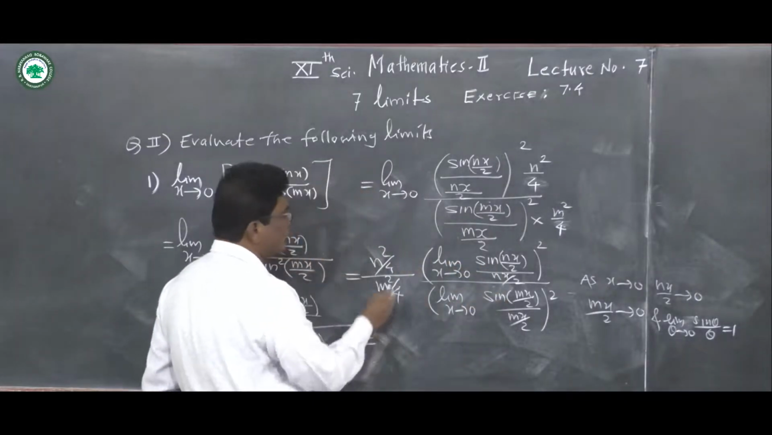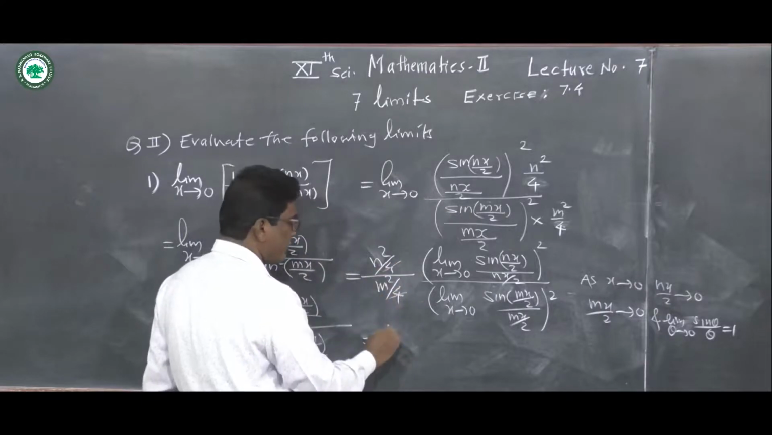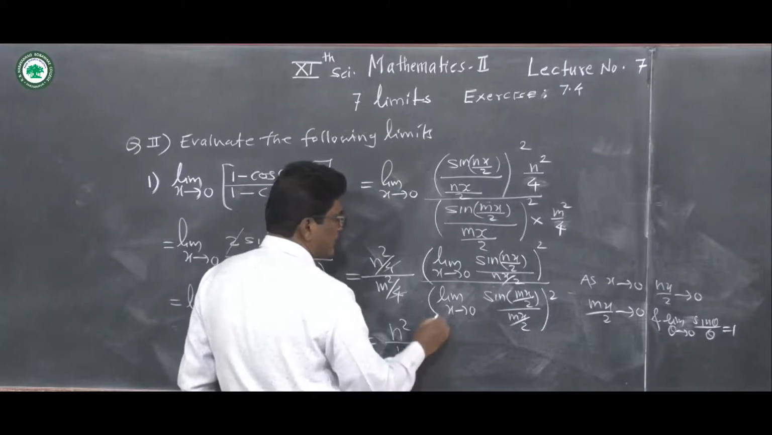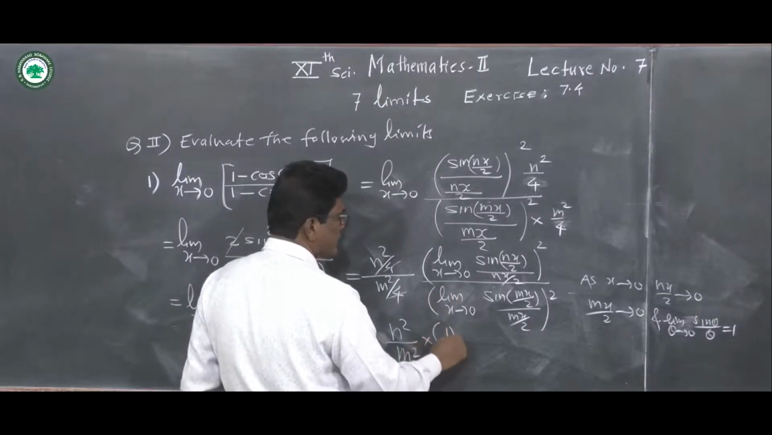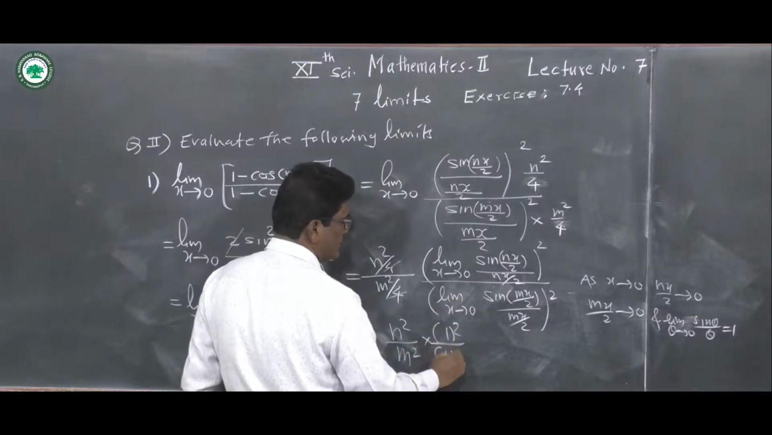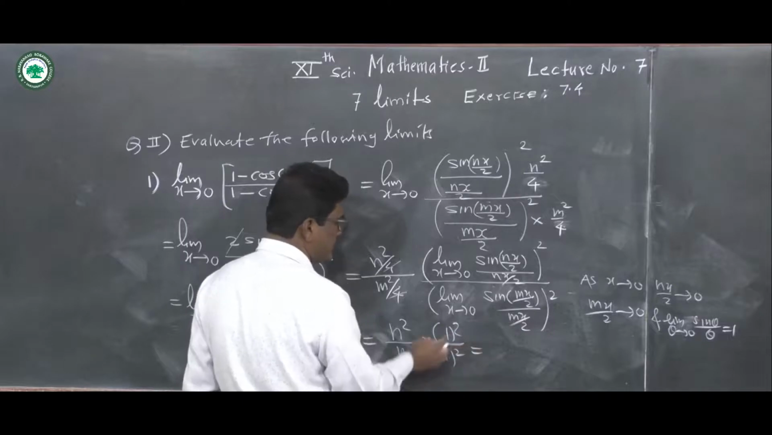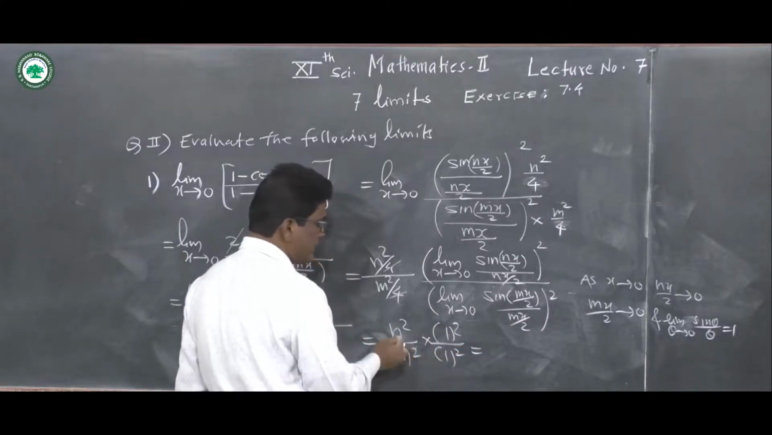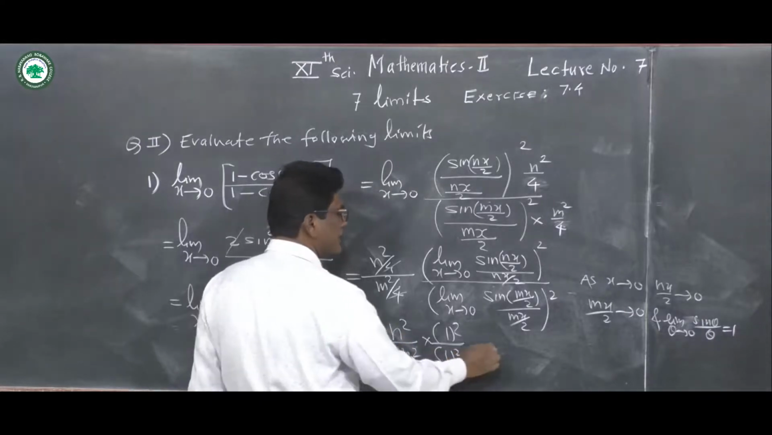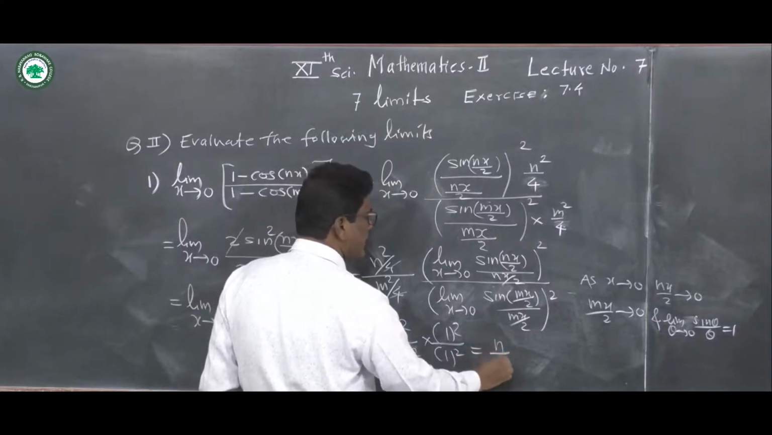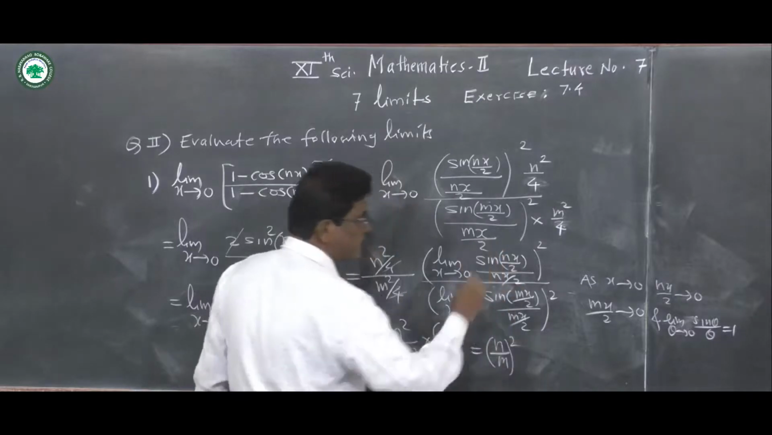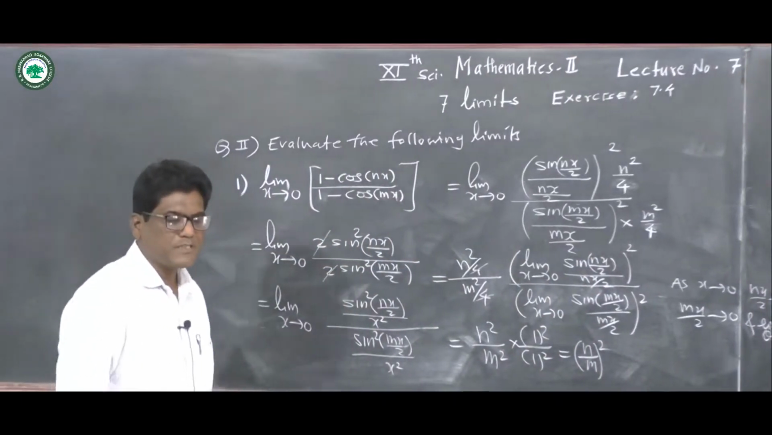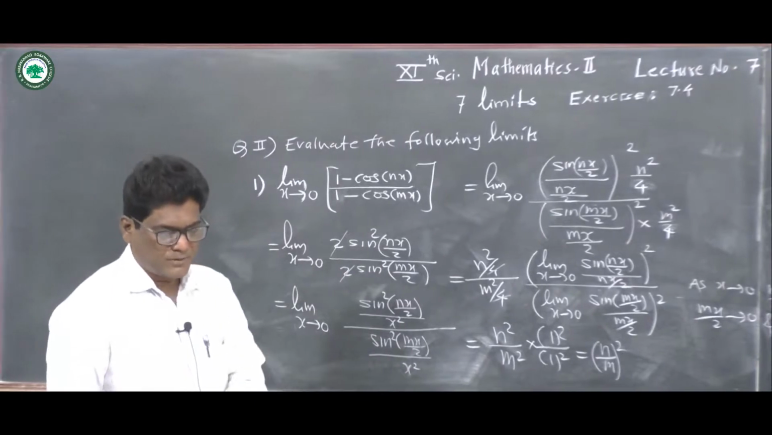So now we cancel this 4 and 4, and we get n square upon m square into 1 square upon 1 square. 1 square is 1, 1 upon 1 is 1, into n square upon m square, which we write as n upon m, bracket square. So this is the solution of this first problem. Now we see the second problem.